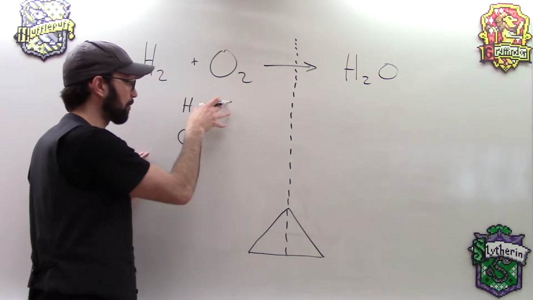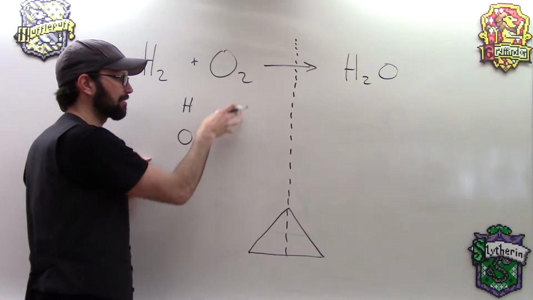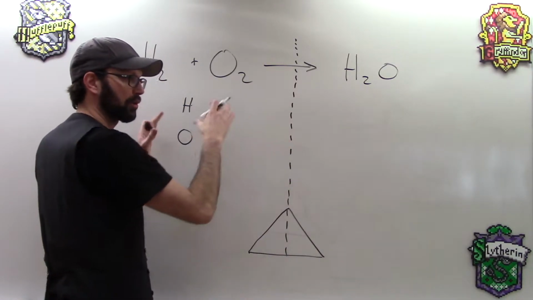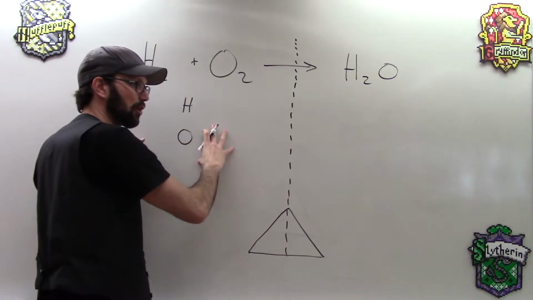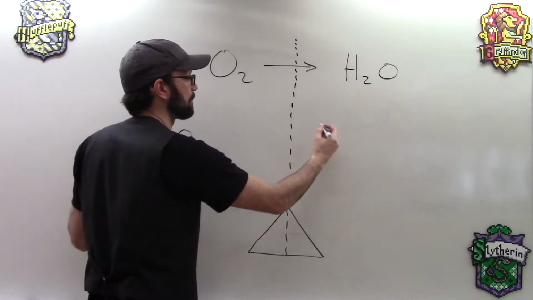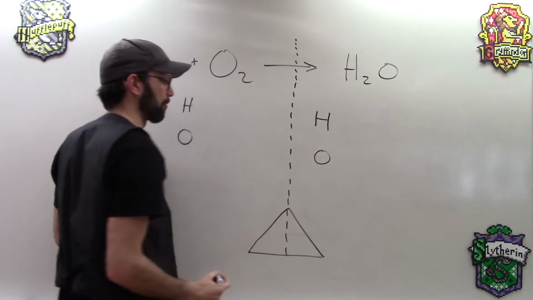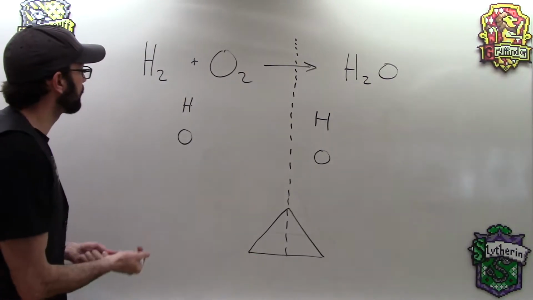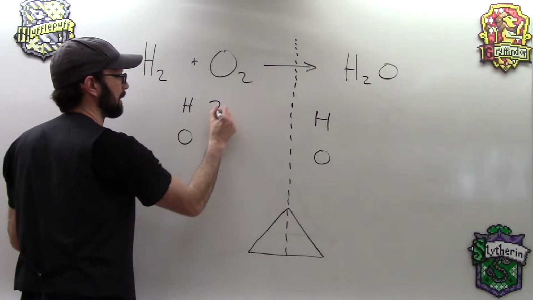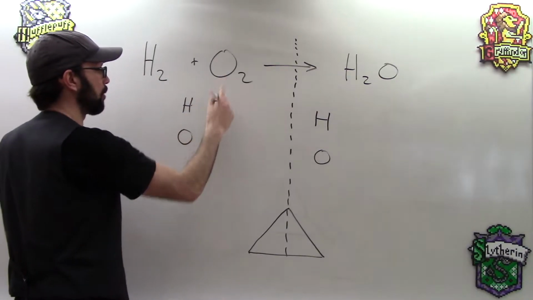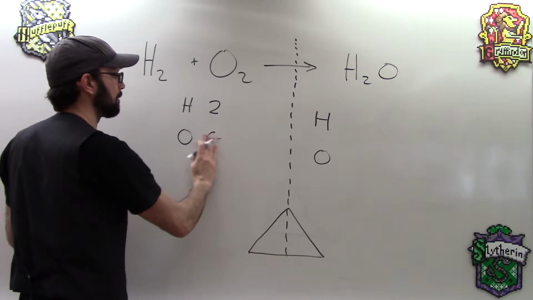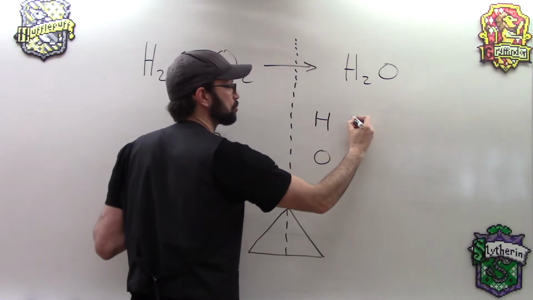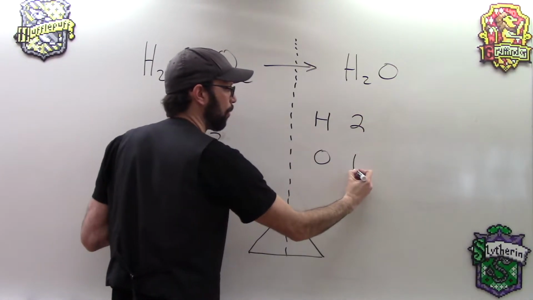I also like to make the exact same inventory over on the right-hand side in the same order, because when we're comparing how many hydrogens and oxygens we have on the left, they have to match the right. So over here, you can see that I have 2 hydrogens on the left. So that's 2. 2 oxygens on the left. Over on the right, we have 2 hydrogens, but only 1 oxygen.